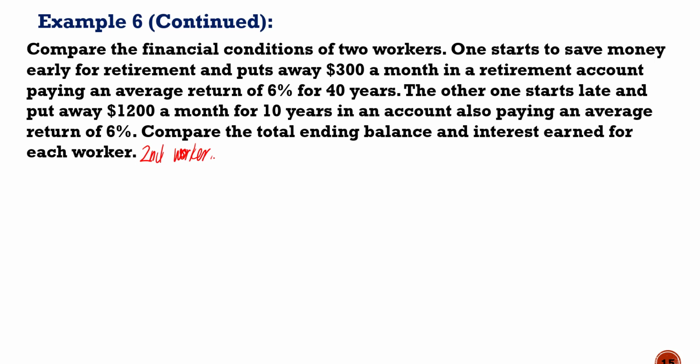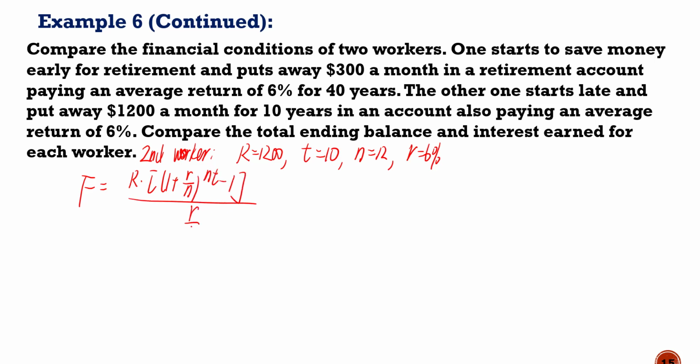For the second worker, he puts away $1,200, so the regular payment is $1,200, for 10 years, with compounding period 12, and the rate is 6%. Similar condition, but it turns out slightly different. But let's see what the future value of the annuity is. The future value is the regular payment times 1 plus r over n, raised to nt, minus 1, over r over n.